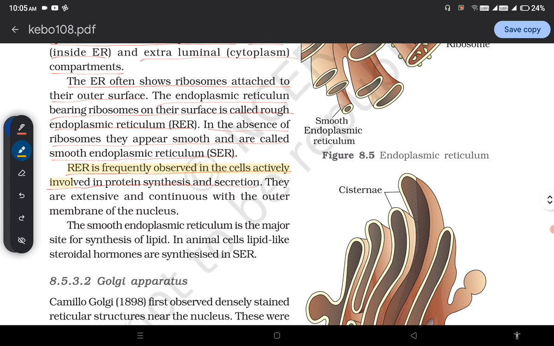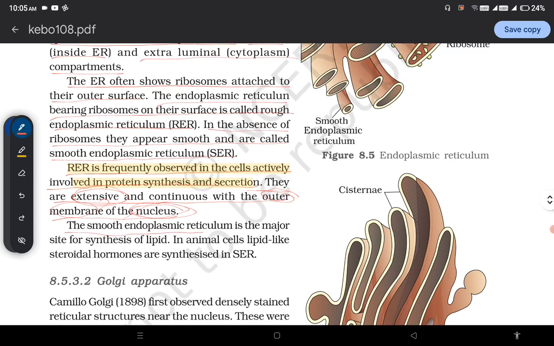प्रोटीन सिंथेसाइज में और सिक्रेशन में भी मदद करता है। ओके. They are extensive and continuous with the outer membrane of the nucleus. नहीं समझे. रफ एंडोप्लाज्मिक रेटिकुलम जो होता है ना, they are extensive and continuous with the outer membrane of the nucleus. हाँ, एंडोप्लाज्मिक रेटिकुलम continuous होता है ऐसे, with the outer membrane of the nucleus.